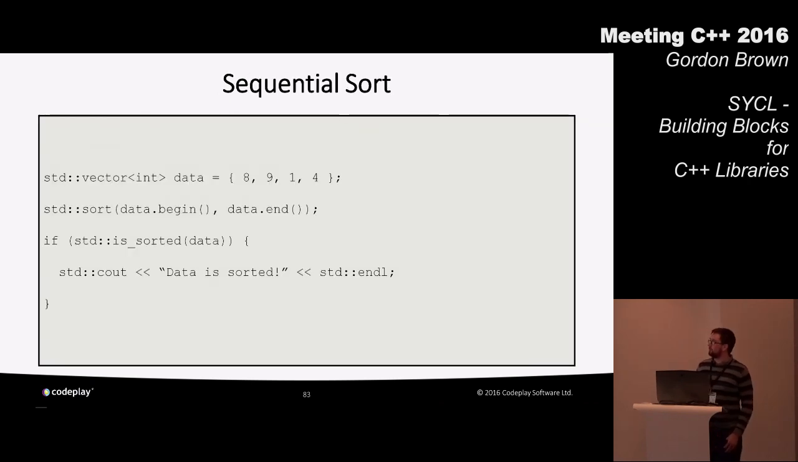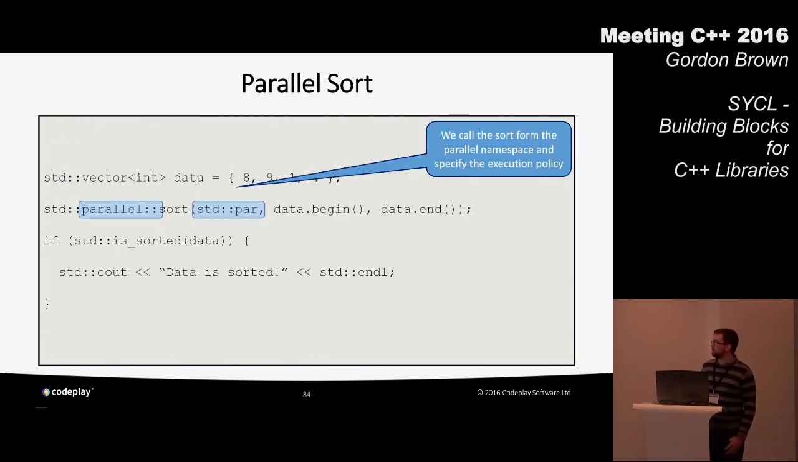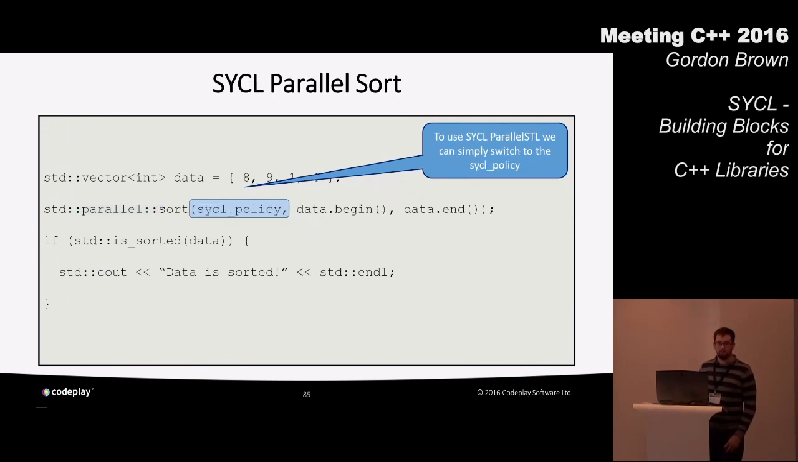As an example, I'm going to show a sort and how you use that with Parallel STL, and then how you use it with SYCL Parallel STL. This is a simple sort of a vector of ints, and you sort it by passing the iterators, and then you check if it's sorted. If you want to do this with Parallel STL, you simply switch to the sort algorithm from the parallel namespace, and you pass stdpar. And stdpar is an execution policy. There's a few standard execution policies, and vendors also provide their own. The execution policy will tell the algorithm how you'd like it to be parallelized. So if you want to use Parallel STL with SYCL, you simply use the SYCL policy, and that's it. Providing that policy will allow it to run on SYCL.